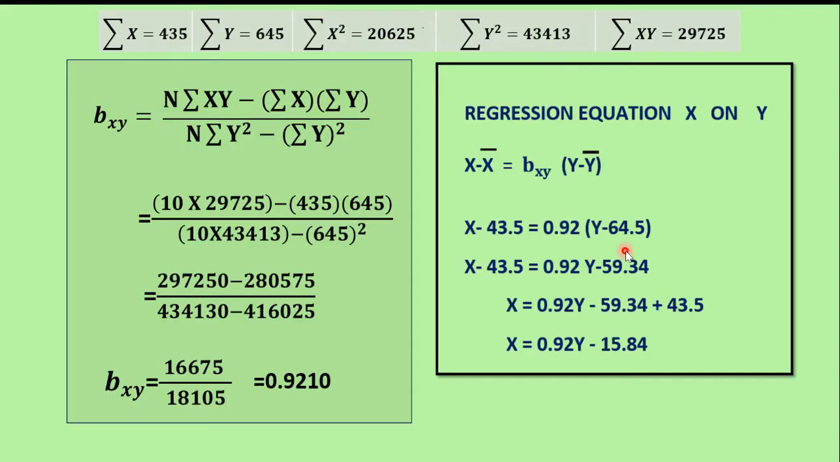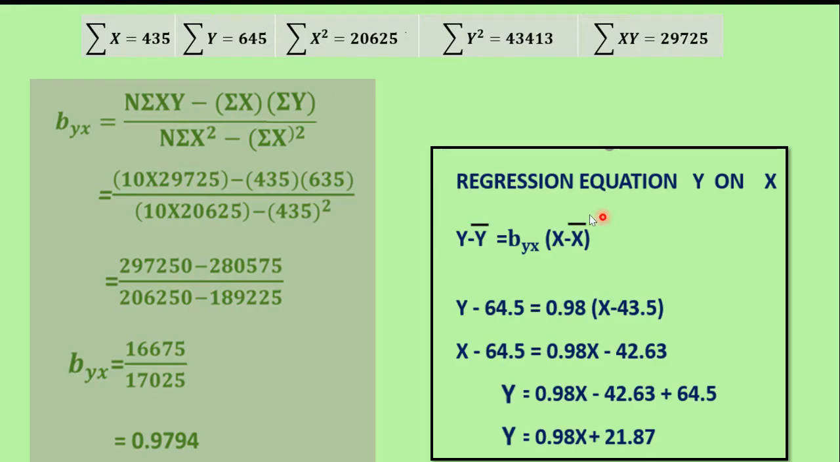Y minus y bar is 64.5. So x minus 43.5. Then you have to multiply these two terms. 0.92 into y minus 0.92 into 64.5 will give you 59.34. Then x is equal to, you have x on the left side, 0.92y minus 59.34 minus 43.5. When it comes to the other side of the equal to sign, it becomes plus 43.5. So you get x is equal to 0.92y minus 15.84. So this is the regression equation x on y.